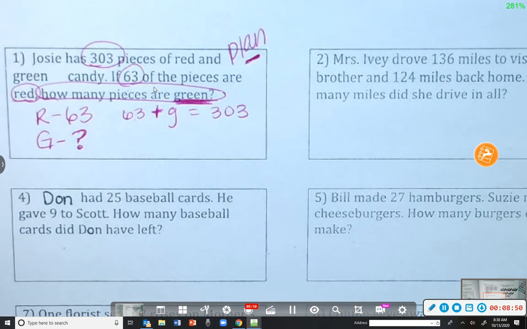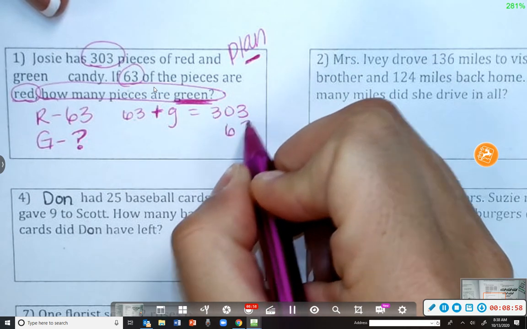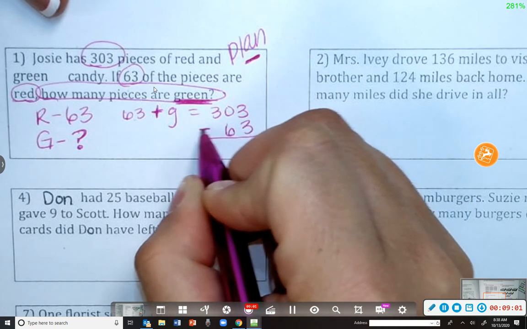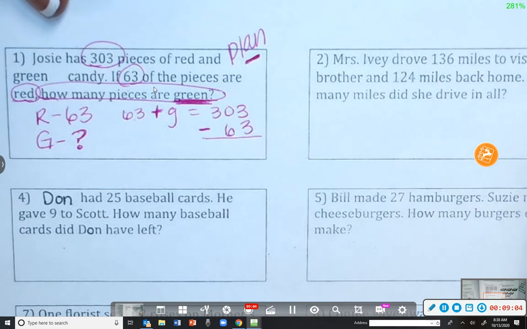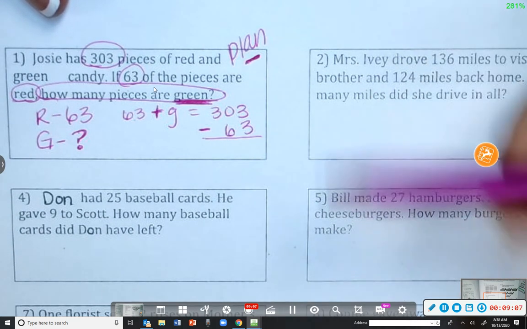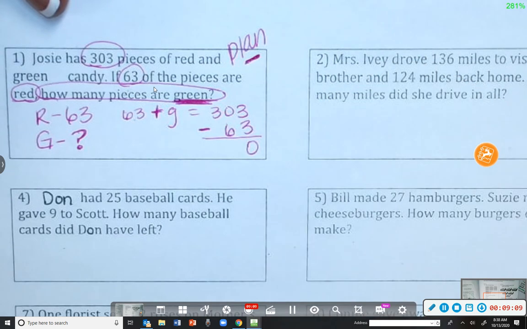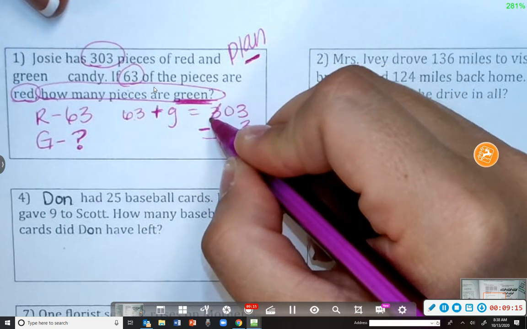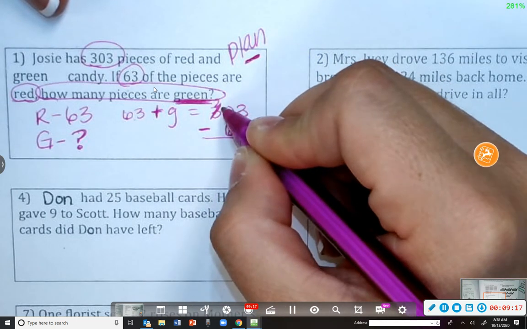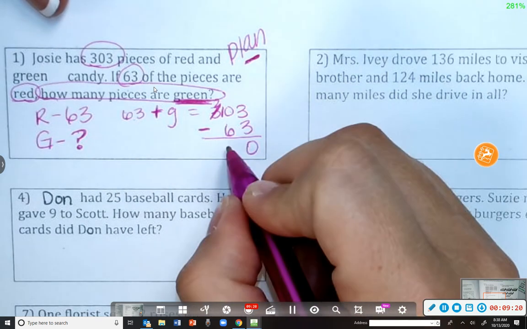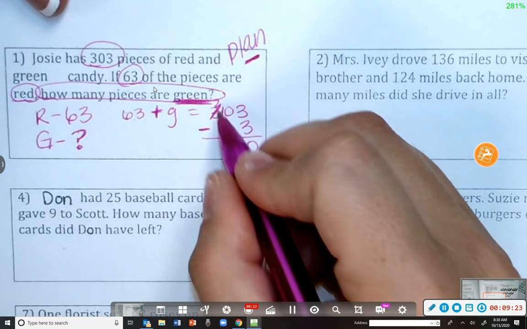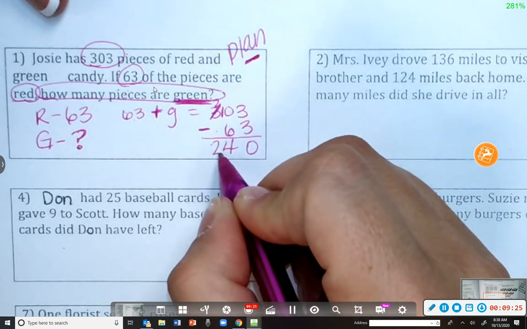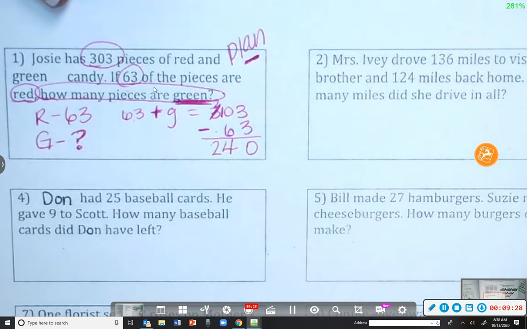Okay, the next step is to answer. So we're going to do 303 minus 63 and see what we get. Okay, what's 3 minus 3? 0. 0 minus 6? Can't do that. So more on the floor, go next door. So the 3 becomes a 2, the 0 becomes a 10. 10 minus 6 is 4. 2 minus nothing is 2. Okay? So we have our answer.